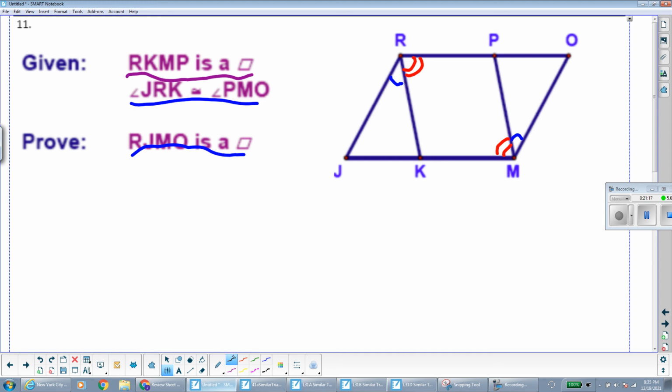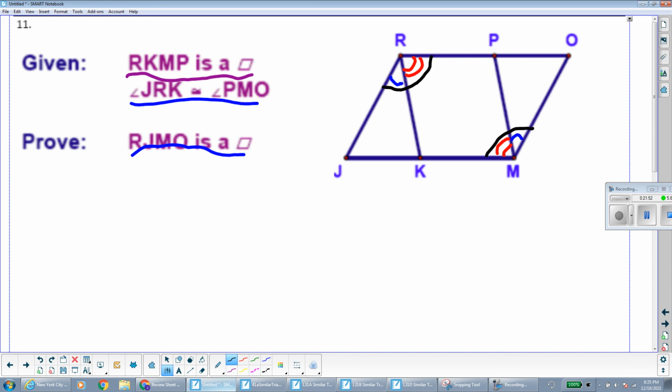If I take those two angles and put them together through the addition postulate, if I add the blue angle and the red angle here, I get this whole black angle, angle R. And if I add this red angle and this blue angle here, I get this whole black angle, angle M. And in the larger quadrilateral, RJMO, these are actually a pair of opposite angles in that larger quadrilateral that we need to prove is a parallelogram.